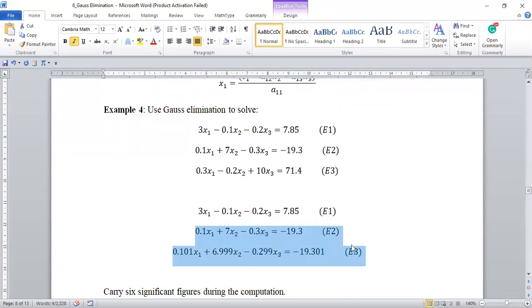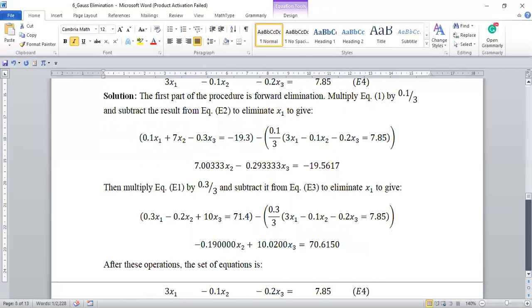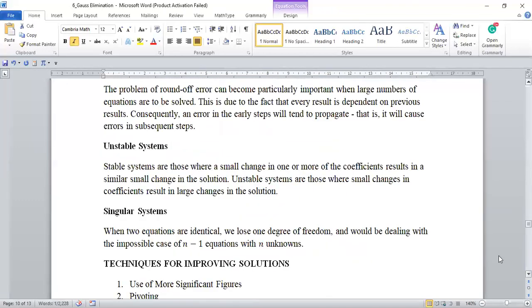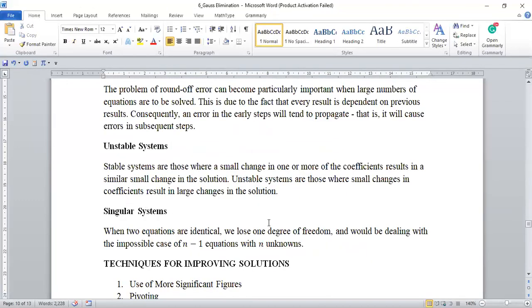And in such cases, if two equations are almost identical, that means they are the same thing, and you are losing 1 degree of freedom. Because these two equations are almost the same thing, you just have two equations to work with. And remember, you want to get 3 unknowns using 2 equations, which is not possible. So those are the pitfalls of the Gauss elimination method.